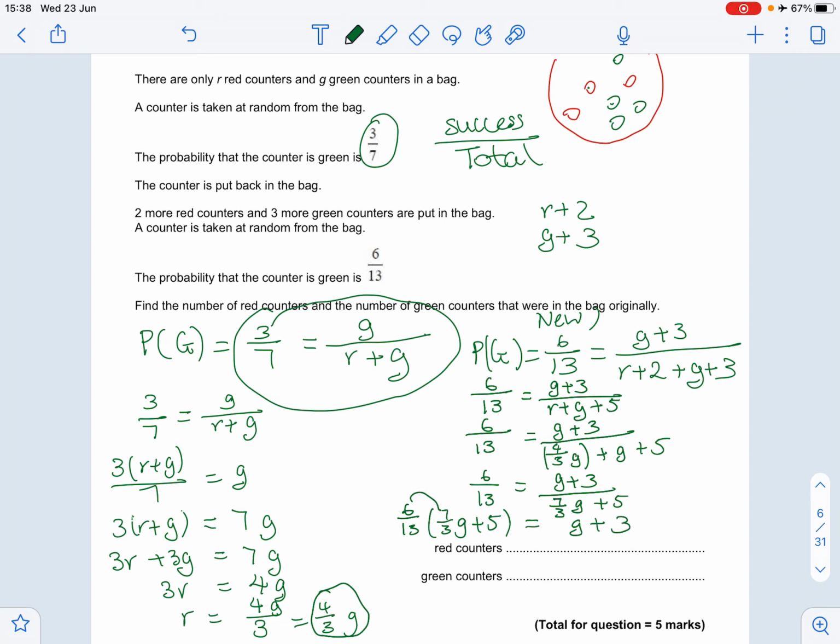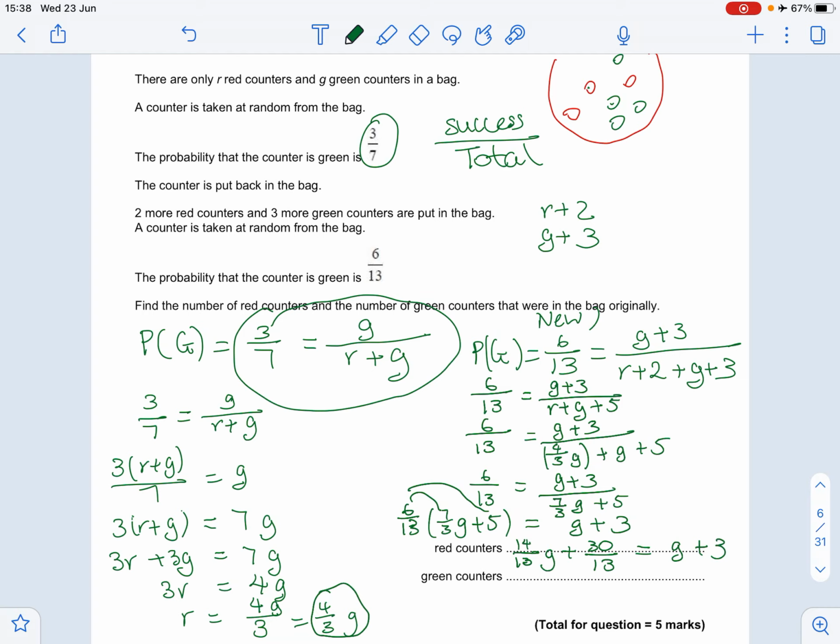Expand our bracket. So 6 over 13 multiplied by 3 over 7 and multiplied by 7 over 3. You should have 14 over 13G. Then 6 over 13 multiplied by 5 is 30 over 13, equals G plus 3.